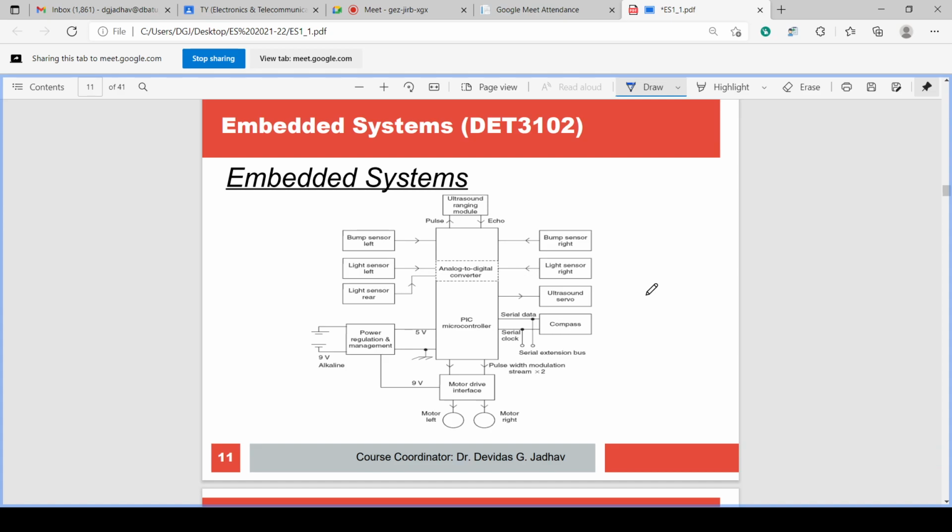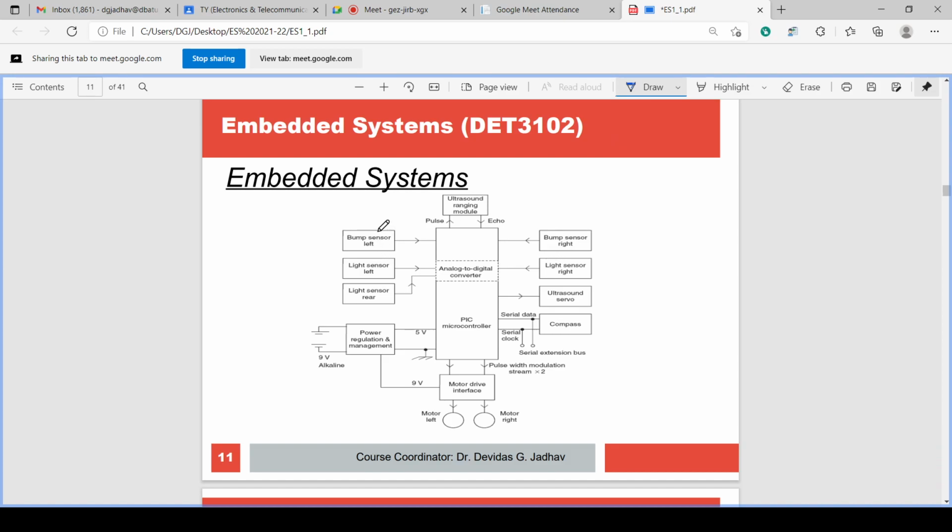Which types of sensors are there? The ultrasound ranging module is there. This ultrasound ranging module gives a pulse out and senses the echo back. So this is the ultrasound module.